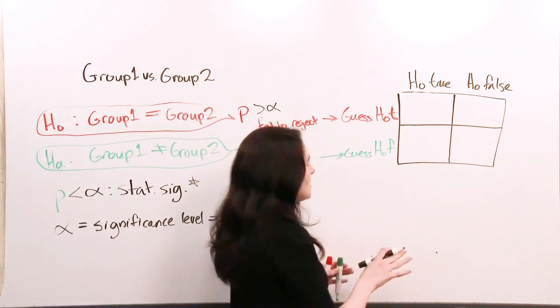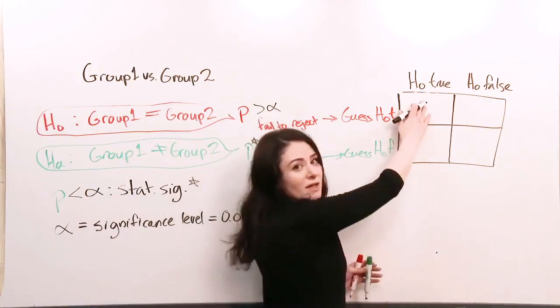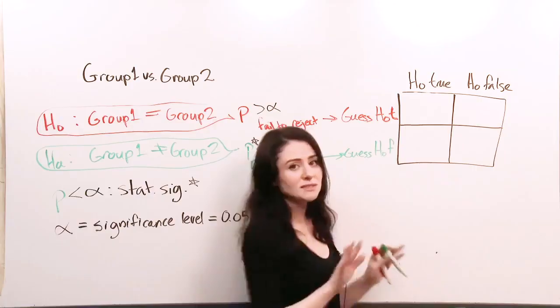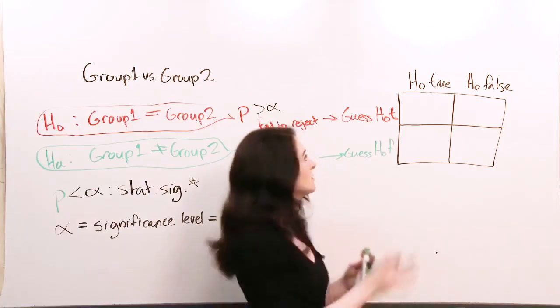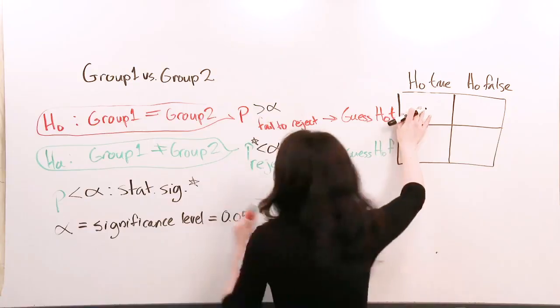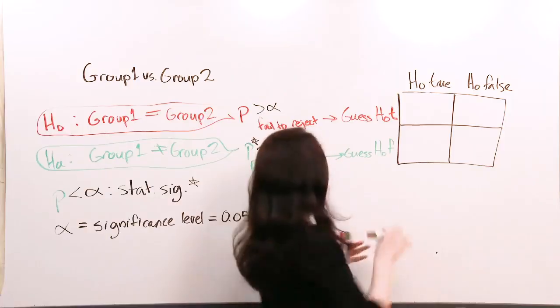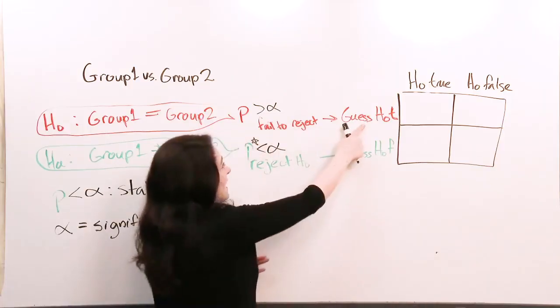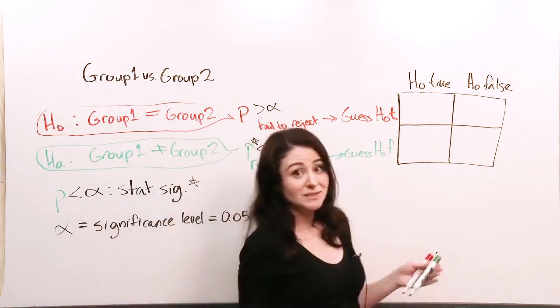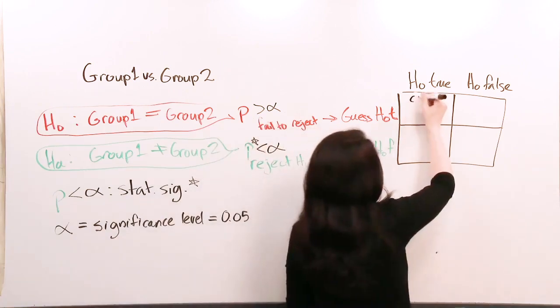Okay, so let's start in the universe where the null hypothesis is in reality true. Regardless of what our data actually tell us, the null hypothesis is true. There actually is no difference between them. If we use our data to guess that the null is true, we're correct. We made the right decision.